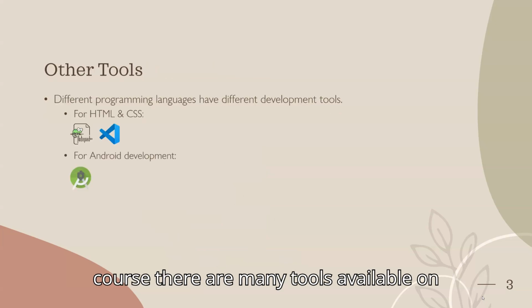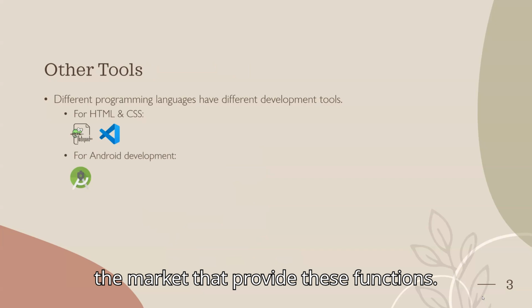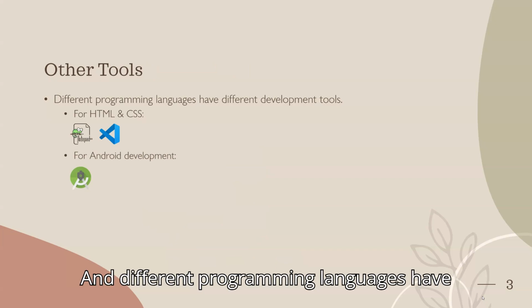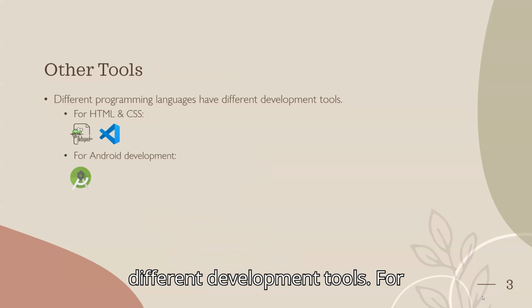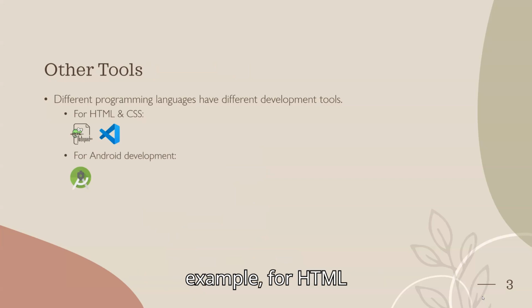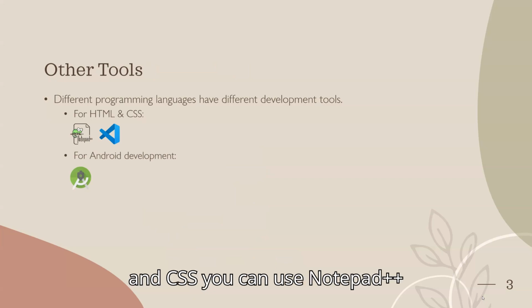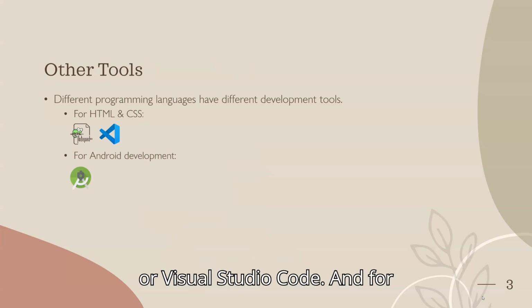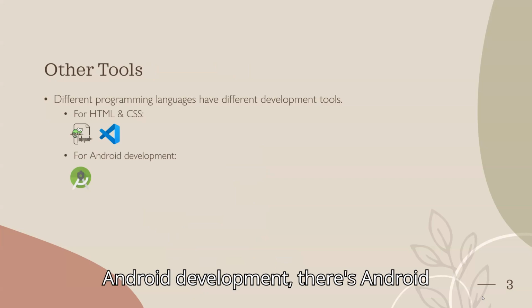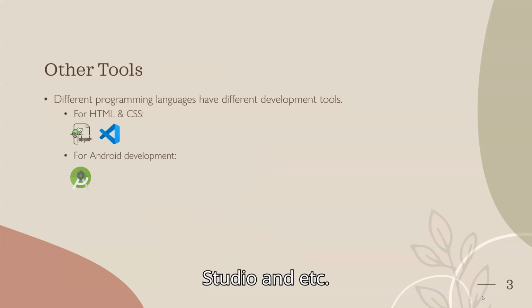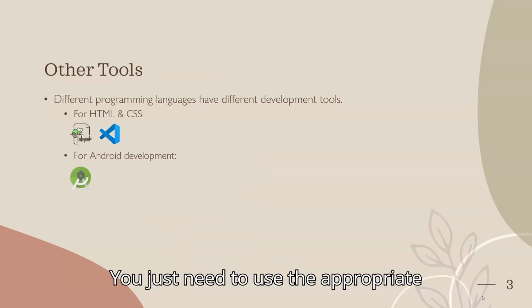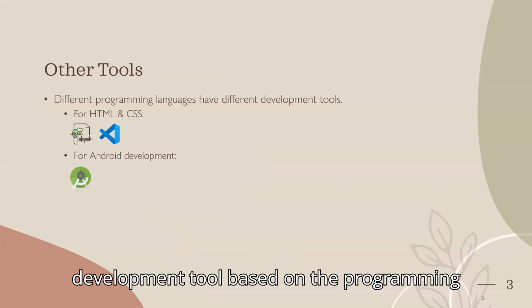Of course, there are many tools available on the market that provide these functions. And different programming languages have different development tools. For example, for HTML and CSS, you can use Notepad++ or Visual Studio Code. And for Android development, there's Android Studio and so on. You just need to use the appropriate development tool based on the programming language.